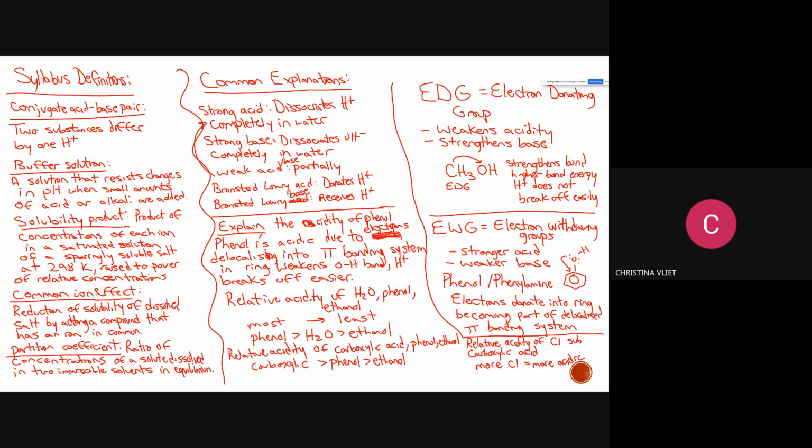Relative acidity of Cl substituted carboxylic acids. Meaning you have a carboxylic acid and next door to it, you have a carbon that has a chlorine, or two chlorines, or three chlorines. How does that affect the acidity? The chlorines are electronegative, which means they're electron withdrawing. So the more chlorines you have, the more acidic your compound is going to be. And so this is how you can increase acidity.